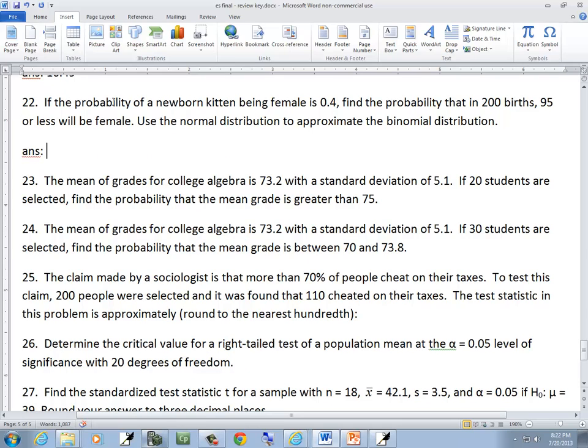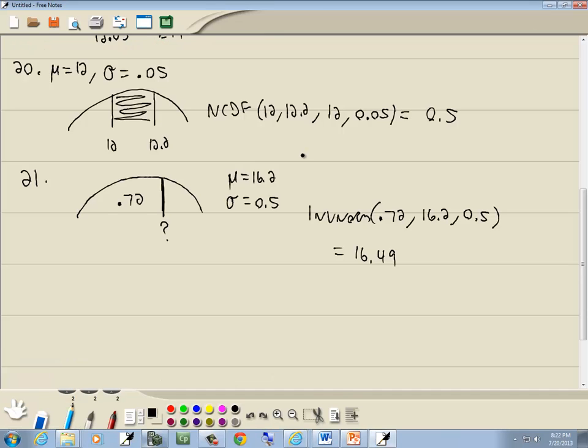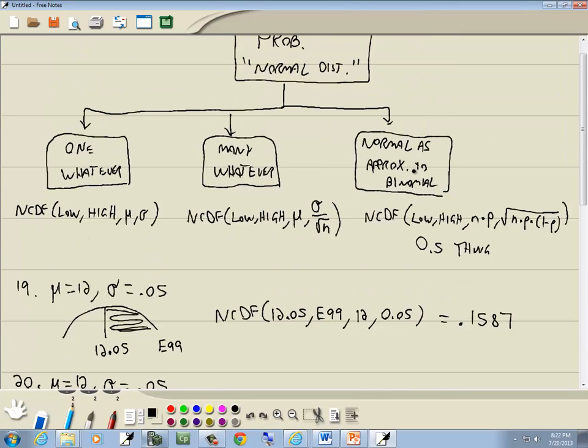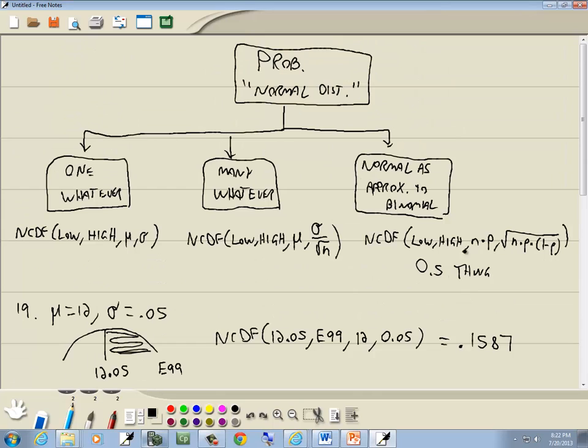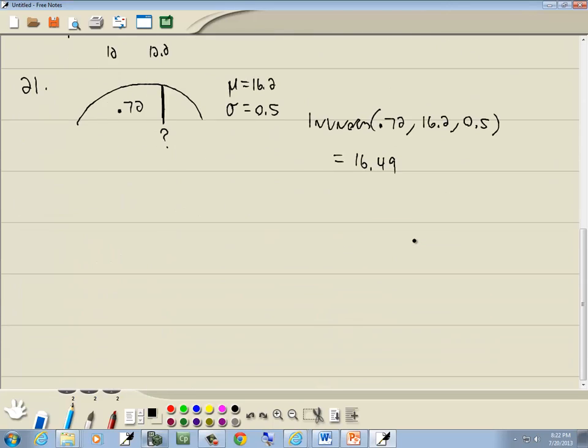Okay, if the probability of a newborn kitten being female is 0.4, find the probability that in 200 births, 95 or less will be female. Use a normal distribution to approximate the binomial distribution. Okay, so I come up here in my flow chart. Normal as an approximation of binomial means this one over here. We'll come back to that. So let's come down here.